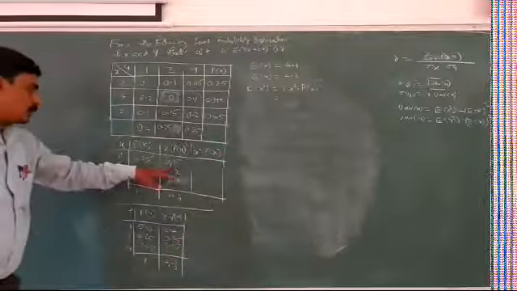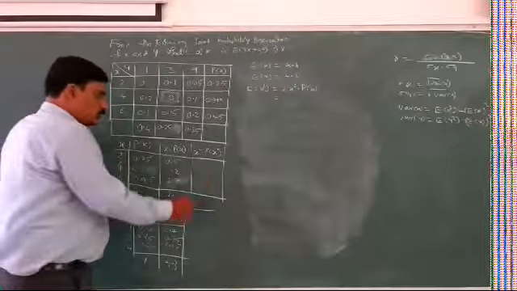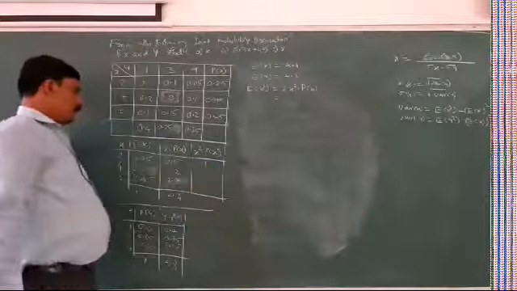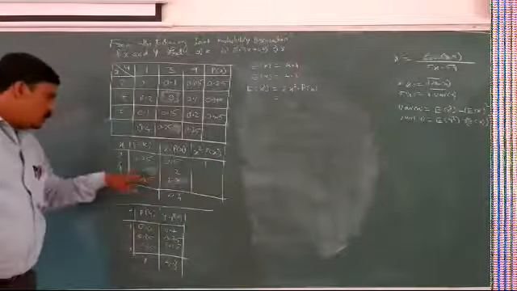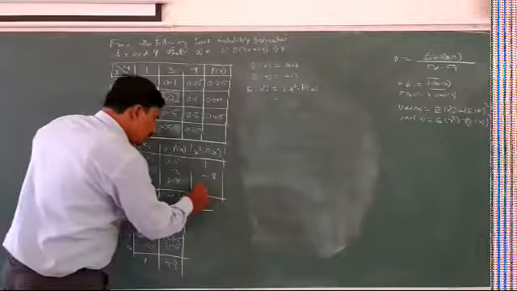Okay, now 0.5 into 2. So 2 into 0.5 is 1. 1.2 into 4 is 4.8, and 6 into 2.7 is equal to 16.2.